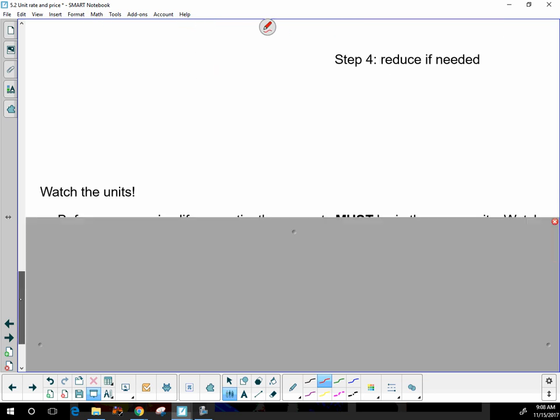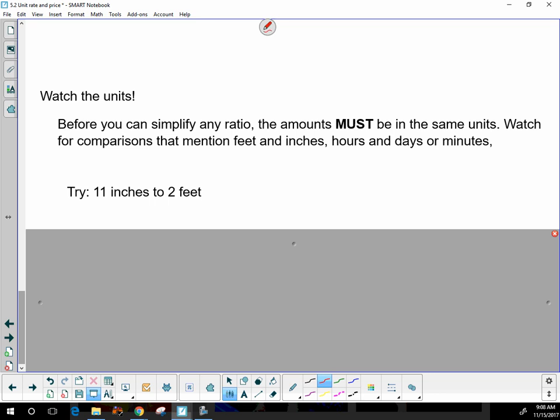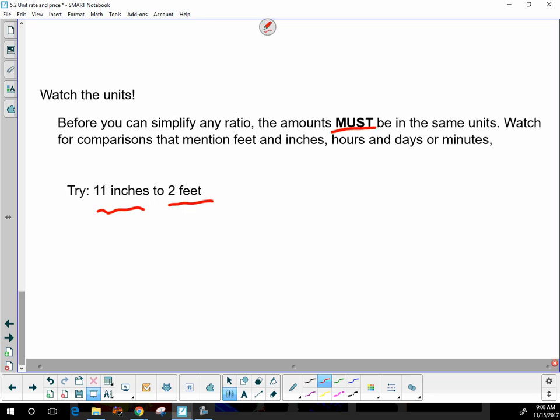Now, watch your units. Remember, you're going to have some that have different units, inches and feet. So before you can simplify any ratio, the amounts must be in the same units. Watch for comparisons that mention feet and inches or even yards. Watch hours to days or hours to minutes or minutes to days, okay? So let's try 11 inches to 2 feet. And there's 2 different ways you can do this. There's a challenging way and an easy way.